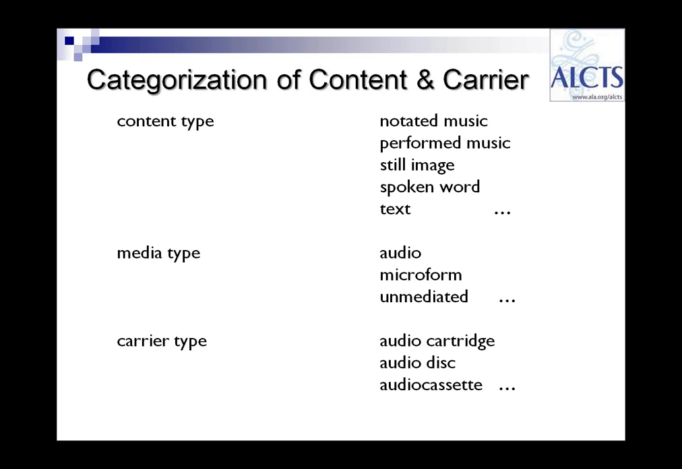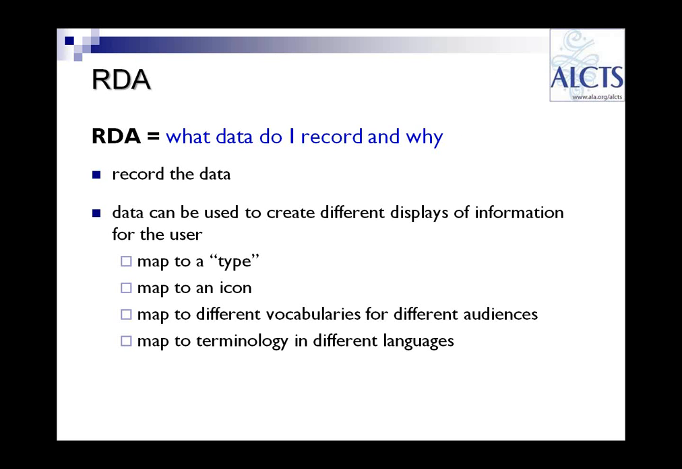This is some of the terminology that is used in these, and content type is quite abstract, corresponding almost to the sense with which you would access the content. Media type is what kind of intermediation device would you possibly need to access the content, and carrier type gets to the nuts and bolts.